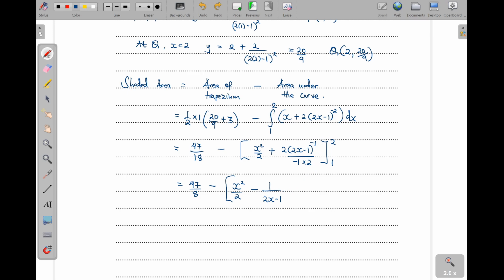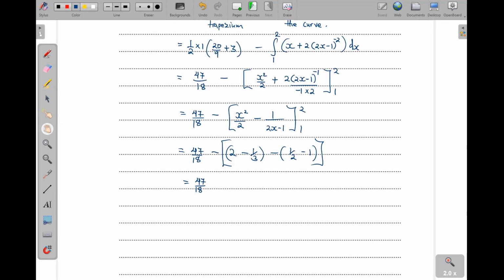Okay, now let's put these limits, 2 and 1. So we have 47 out of 18, then minus, put the 2. 2 squared will be a 4 divided by 2. That will be a 2. Then from there, minus, again put 2 here. We shall have 4 minus 1. That's a third. A third, that is what we are getting here. Then this will be a half, and then minus 1. Because here we'll be having 2 minus 1, which is a 1. Okay. Then what do we get inside here? By the way, this is 18, not 8. Pardon me here.